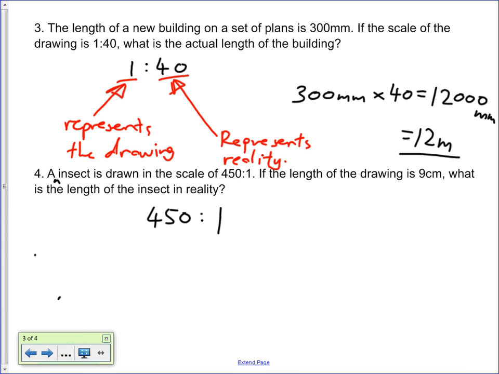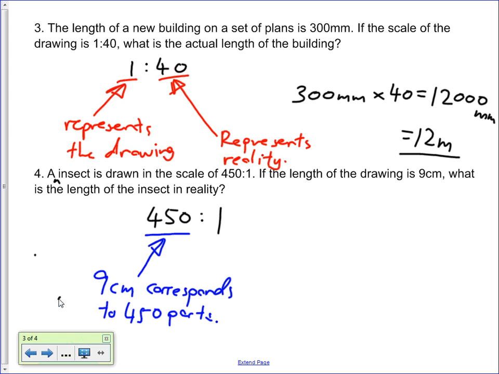So another way we can think about it is, the 9 centimeters corresponds to 450 parts. Alright? The 9 centimeters is the 450 parts. Okay? But the original is 1/450th of the size. What do I have to do to 9 centimeters to find out the real length? How do I go from 450 to 1? Divided by 450. So if I have to divide 450 by 450 to get to 1, what do I have to do to the 9 centimeters?